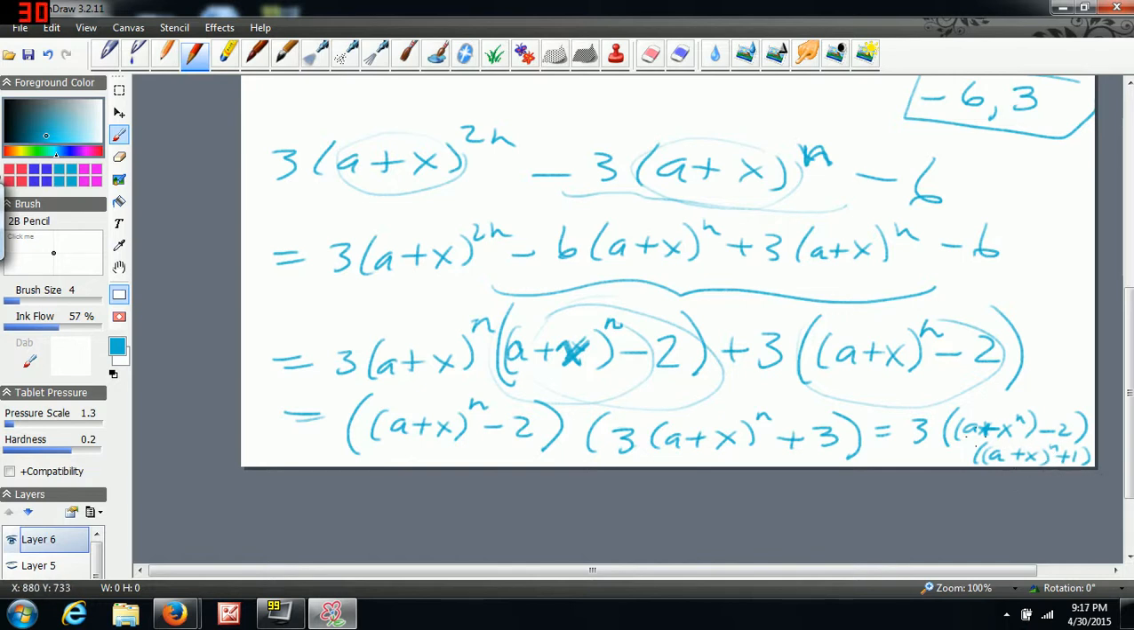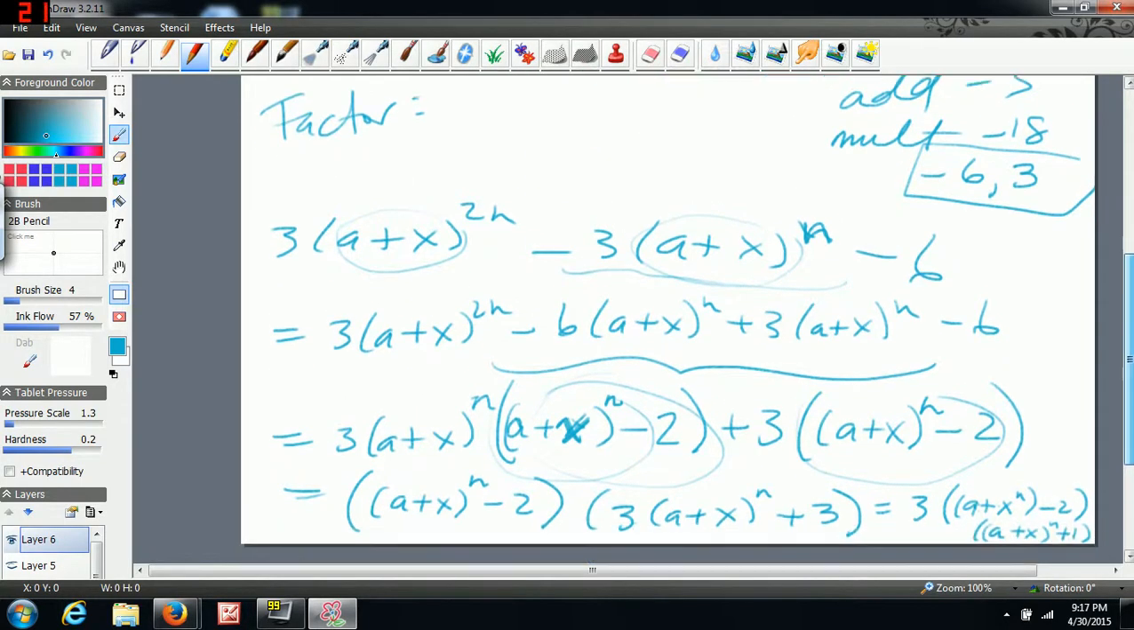Okay? And then this part, a plus x to the n minus 2. Yep. Okay. So that would be it. So I'm just going to fix this part here. There. Okay, so that would be the answer there. So that's another interesting example to try out. So there's a whole bunch.